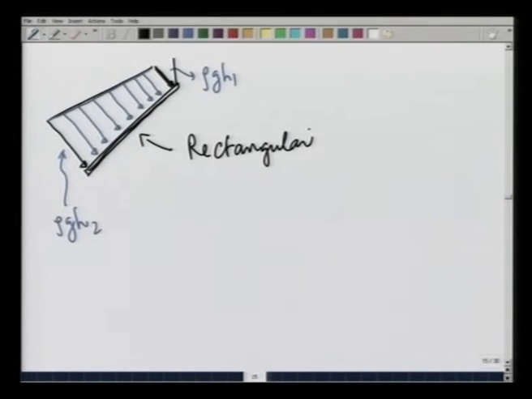So, now we are restricting ourselves to a very specific shape of the sheet, which is rectangular. If I make it like this, this is the way the sheet is, and the force is acting on it like this. This is how the pressure is working.